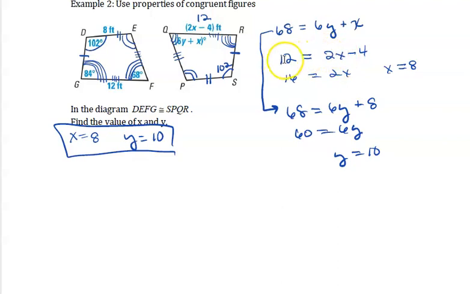So I focused my attention down here, and I said 12 equals 2x minus 4, I added 4 to both sides, getting 16. I divided by 2, getting x is 8. The fact that I was able to isolate my x allows me now to use this x in place of the x up here. So 8 is going to be replacing the x. I'm going to subtract 8 from both sides, divide by 6, and I'm going to get y equals 10. And that is going to be the other value I needed.